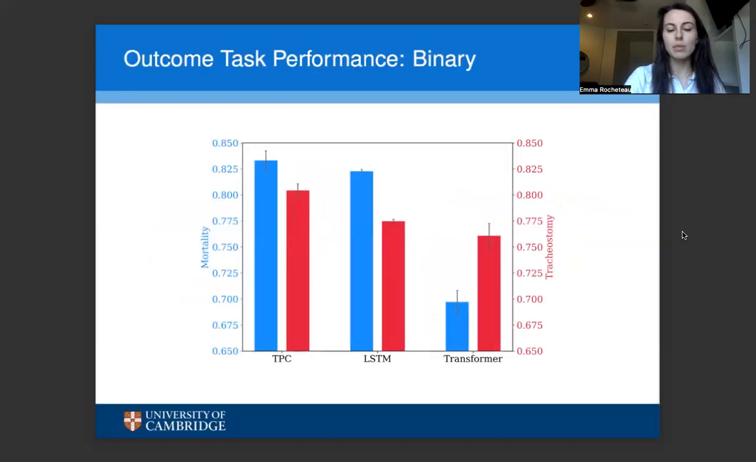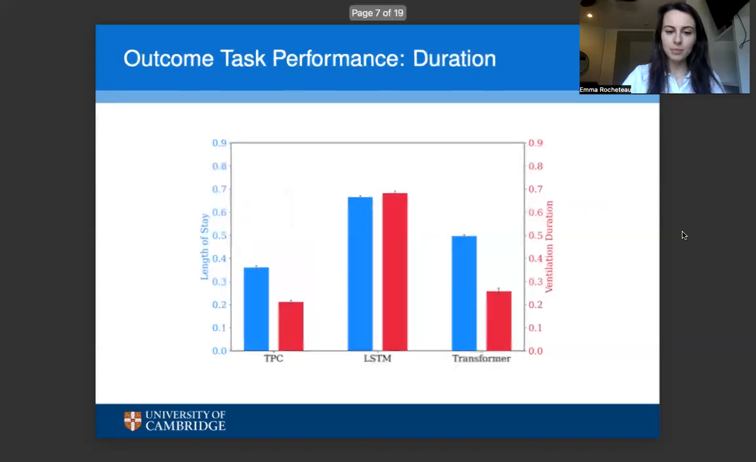So the first thing that we did was to compare the results from training different encoder models. Here we're showing the area under the receiver operating characteristic curve on the binary tasks, so the mortality in blue and the tracheostomy task in red. And we can see that the best performance is gained by the TPC model.